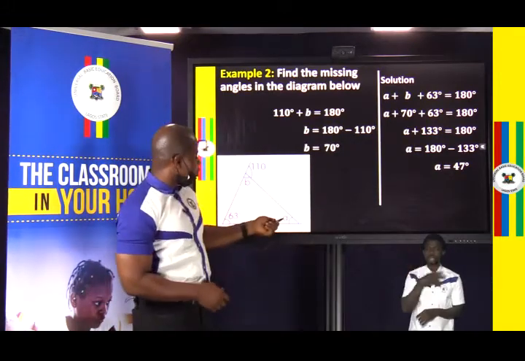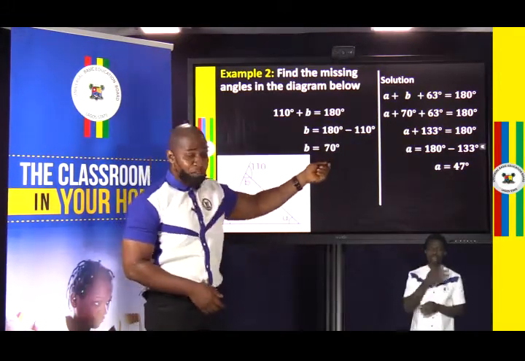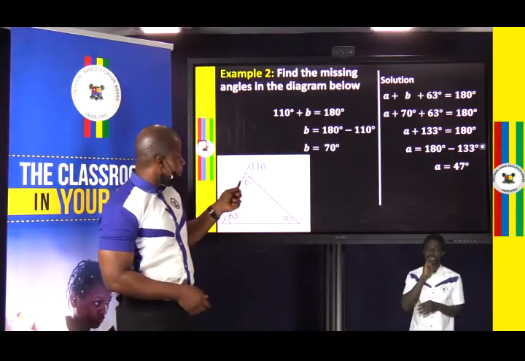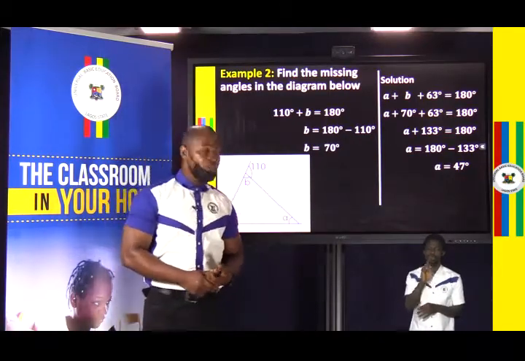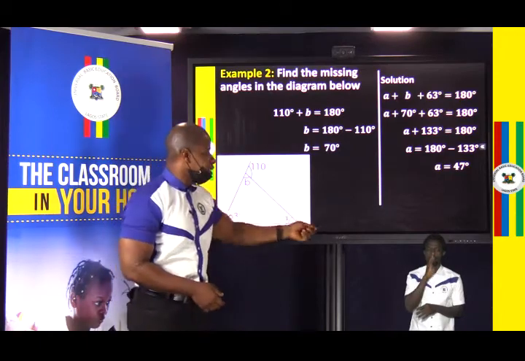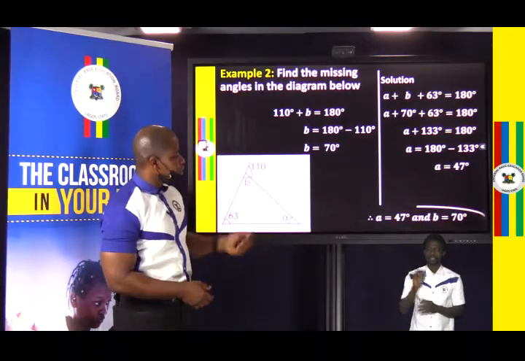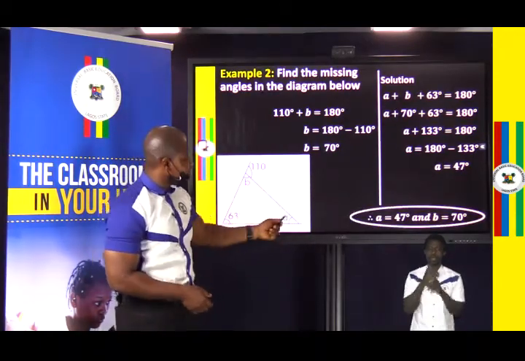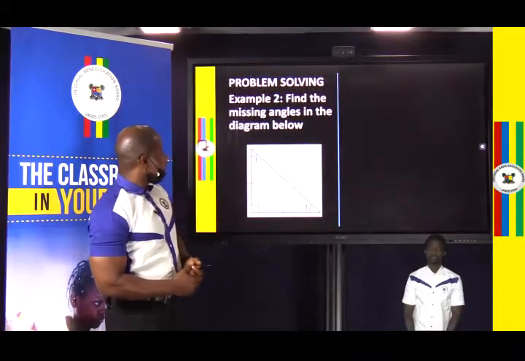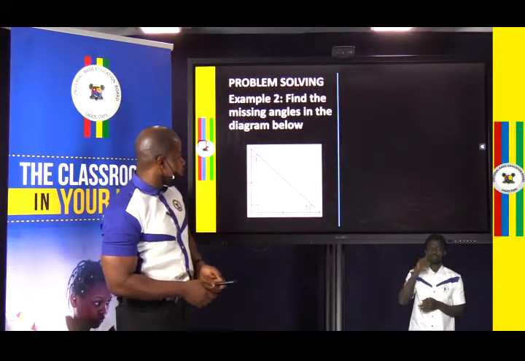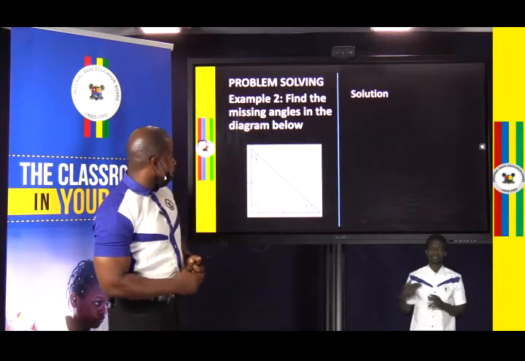We have gotten the value of A, and we have already gotten the value of B here. A is 47, B is 70 degrees, and these are our answers. Here is another one for you to do, my friend. Let's look at it together.